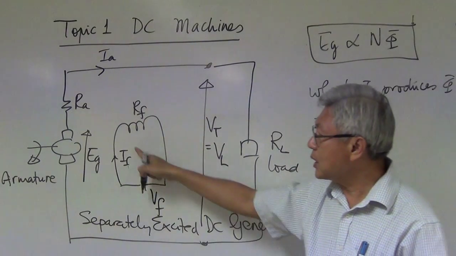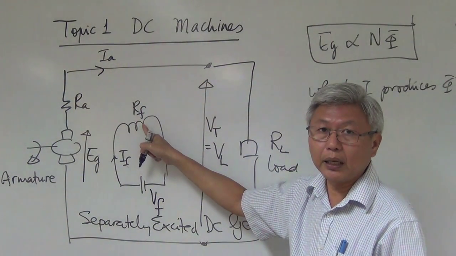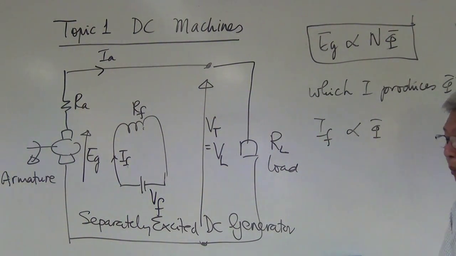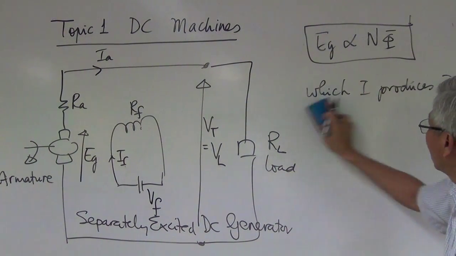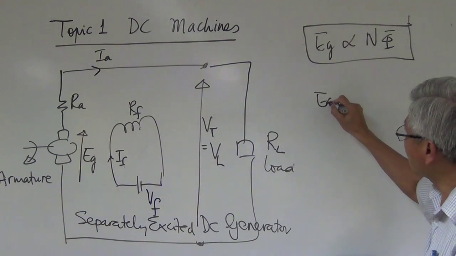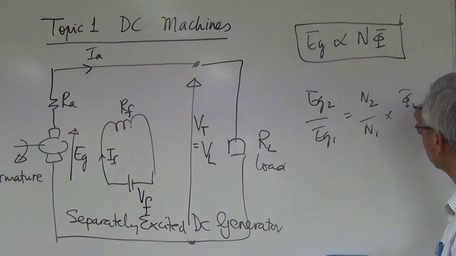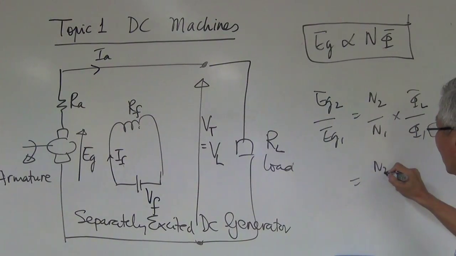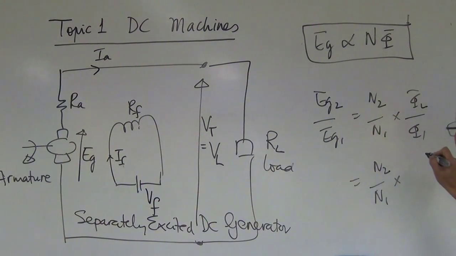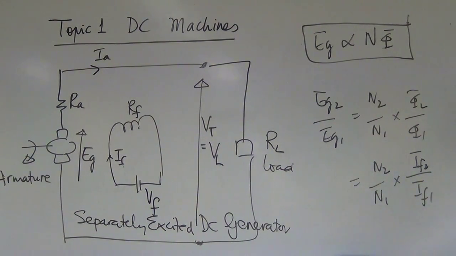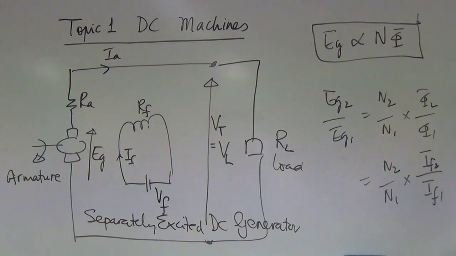You look at the diagram, this structure is your magnet. So the current passing through it is the one that is responsible for the flux. So if you need to do your mathematics with current, then use IF. What I mean is that when you use this equation, Eg2 over Eg1 equal to N2 over N1, flux 2 and flux 1, and if you want to replace the flux with current, you write IF2 over IF1. That's what I mean. Eg is proportional to N flux.